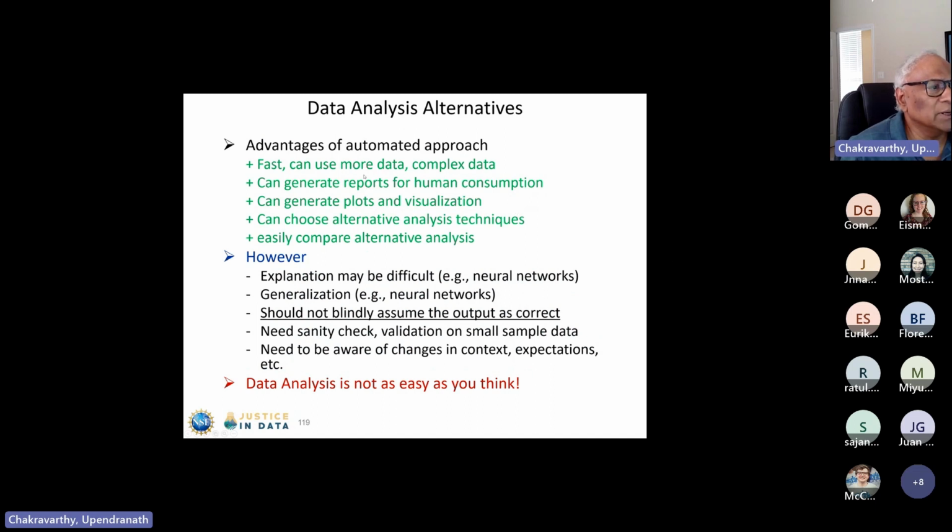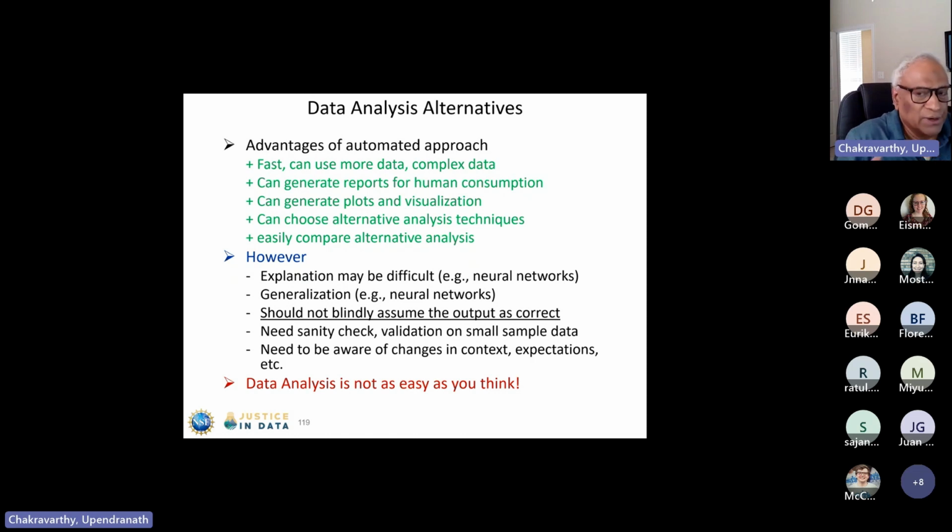Advantages of automated approach are fast, can generate reports for human consumption, can visualize. We use spreadsheets and graphs a lot, easily compare alternative analysis, but sometimes the difficulty is in the explanation. This is very true. One of the reasons neural networks are very popular, deep learning is very popular, but still we have a lot of difficulty understanding why it works.